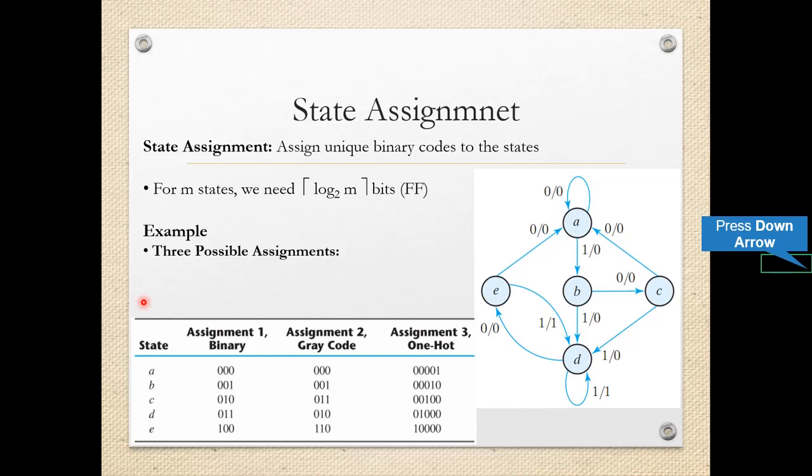So the first assignment that we can do is assignment number 1, binary. Binary code can be assigned. As it is 3-bit, we can start from 000. So 000, 001, 010, 011, 100. Like this we can assign the binary numbers for the states, like A is 000, B is 001, C is 010, likewise. The second possibility is we can assign the gray codes.